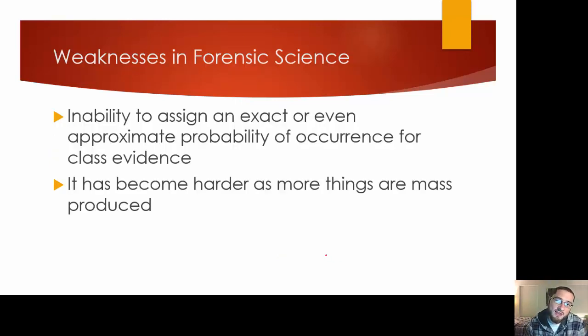Now, some weaknesses in forensic science: the inability to assign exact or even approximate probability of occurrence for class evidence. So a lot of things we don't have the numbers for. All right, how many size 10 Air Force One Nikes are out there? We don't really know. Okay, how many people have thrown out their Armani belts into the garbage? We don't have that. Okay, but they can use these to help build their case. So it's become harder as more things are mass produced.